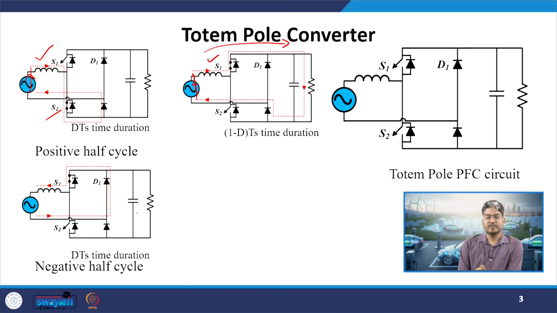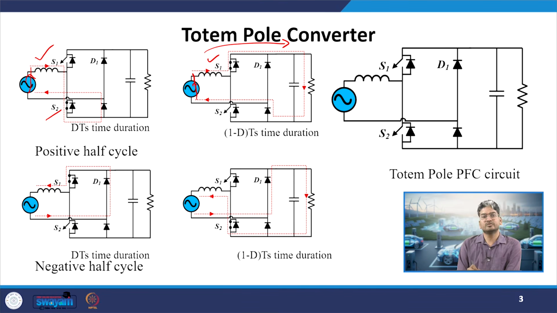During the negative half cycle, we will do the complementary operation, that is switch 1 will be used for energy storage and switch 2 will be used to discharge the inductor. So in this case, whenever we want to charge it we are using switch 1, and whenever we want to discharge it we are using switch 2. If I mark the current direction in both half cycles, the inductor was carrying current in this way in the positive half cycle, and in the negative half cycle it is carrying current in the opposite direction.